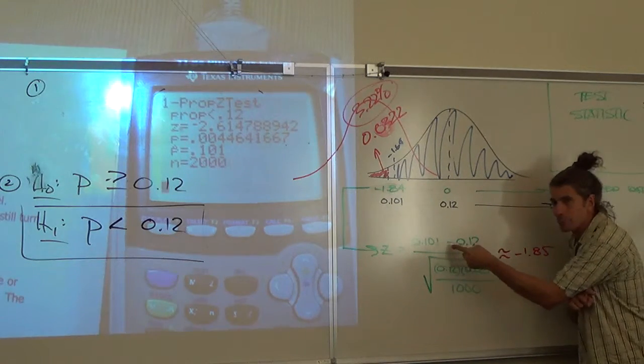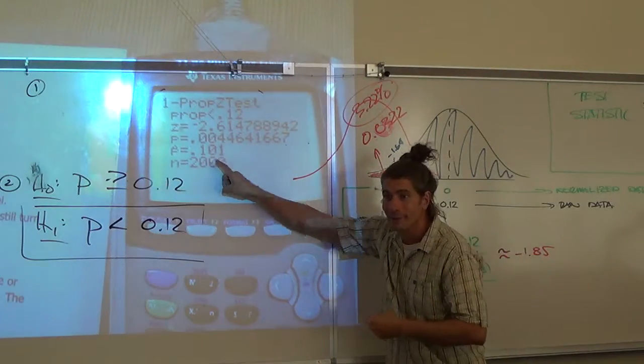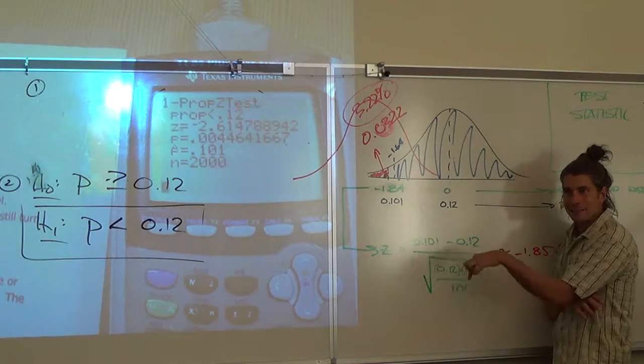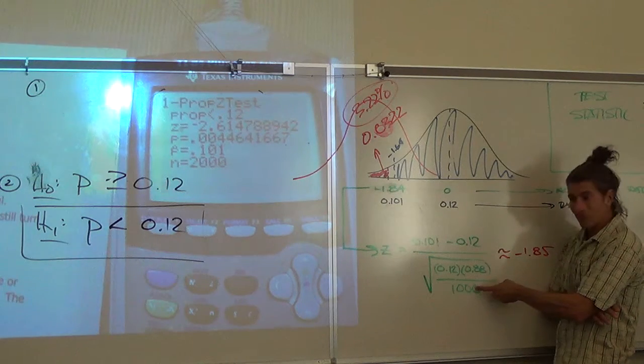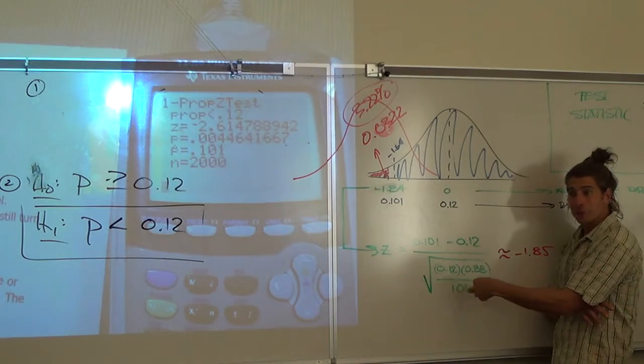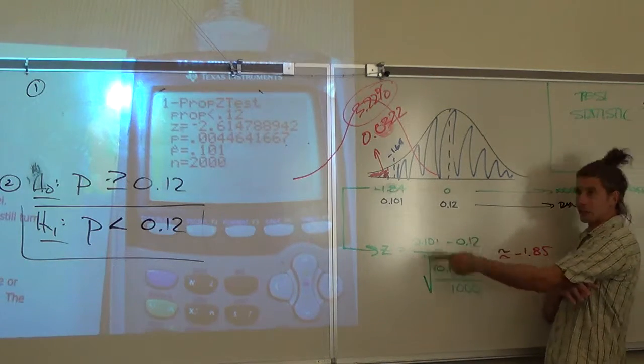This is still 1.9% down because it's still 0.101 minus 12. But the standard error has now shrunk because this number right here got bigger. That means the fraction got smaller. You're dividing by a smaller number. That makes this fraction bigger.